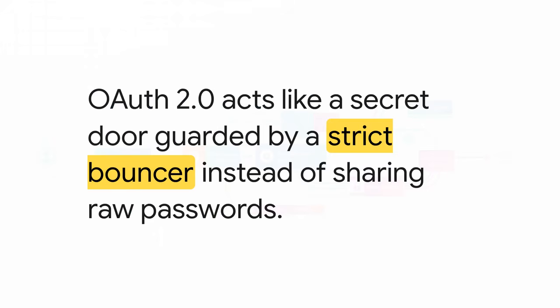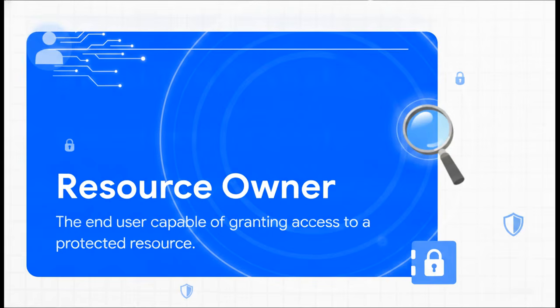Think back to the early dark ages of the web. If an application wanted to access your data on some other service, you literally had to just hand over your raw username and password and kind of hope for the best, which obviously is a massive security nightmare. But as highlighted in our sources, OAuth 2.0 acts sort of like finding a secret back door that's guarded by a really strict bouncer. Instead of handing over your raw credentials like it's no big deal, OAuth 2.0 demands this incredibly sophisticated exchange of tokens, redirect URLs, and temporary codes to make sure everything stays totally locked down. So let's look at how this builds our system.